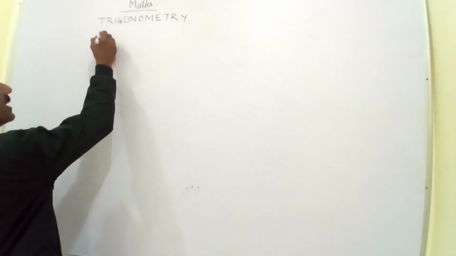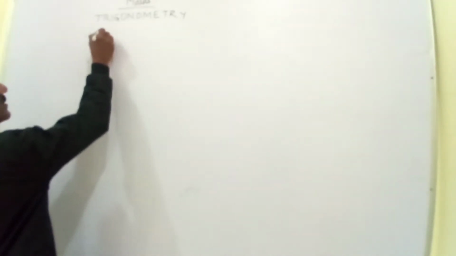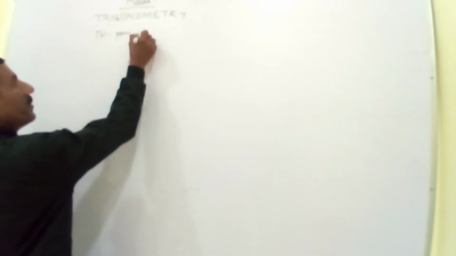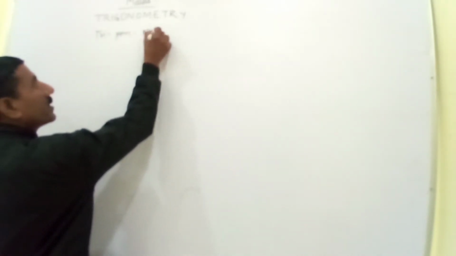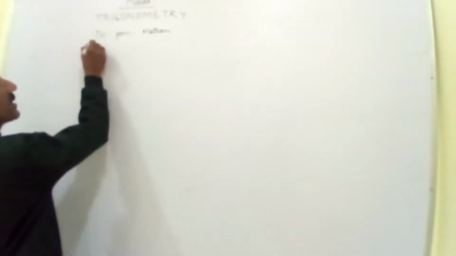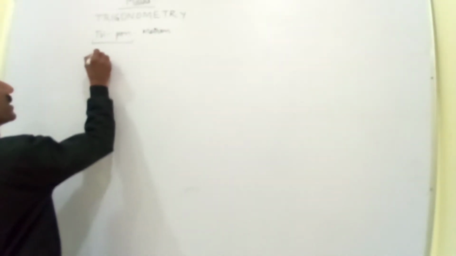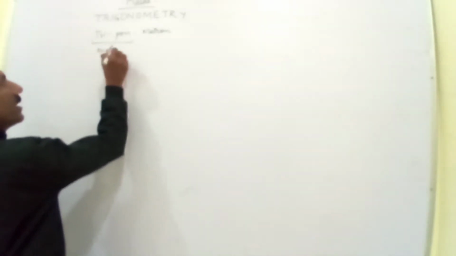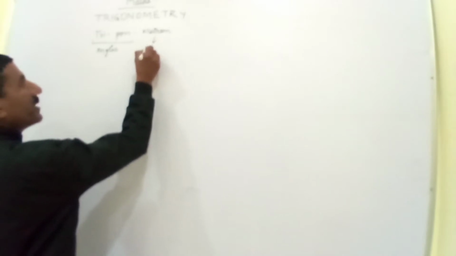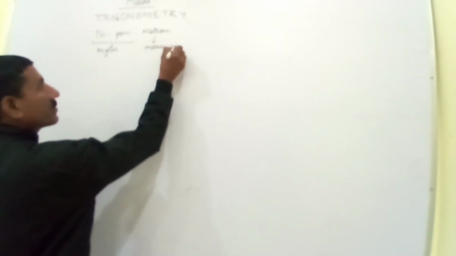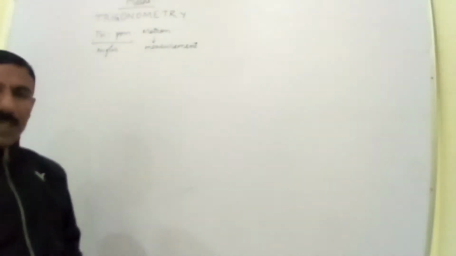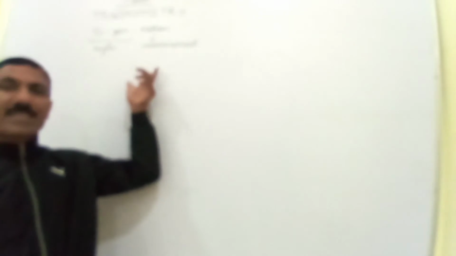Trigonometry is a Greek-Latin word. It means trigon and metron. Trigon means angles, and metron means measurement. So trigonometry means measurement of the angles and the sides of right angle triangles.